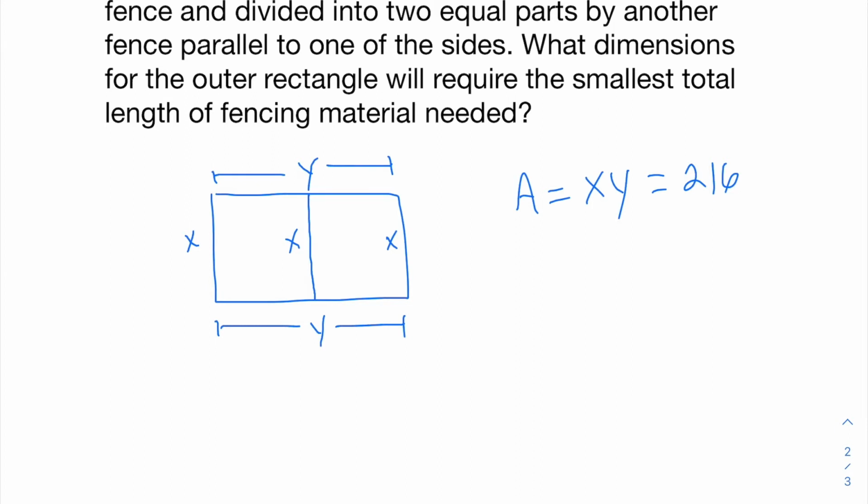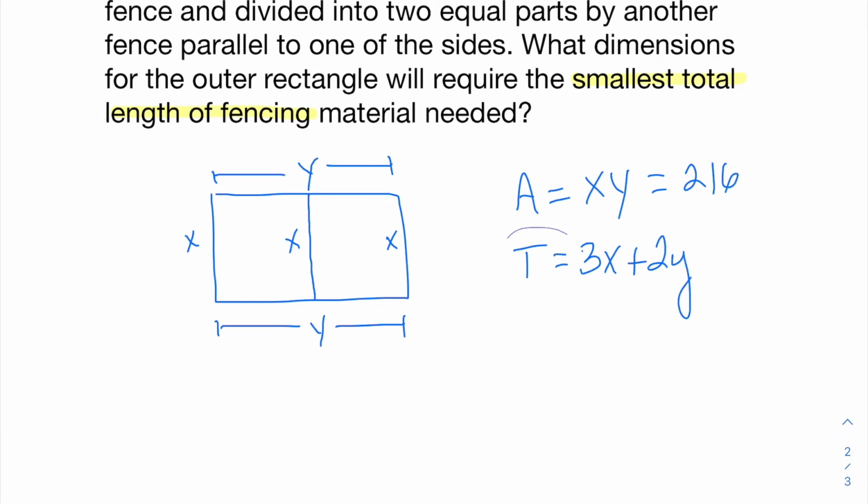And then for our total amount of fencing, in order to figure out the dimensions of everything, we need to try to minimize the total. So that's the next part. They want the smallest, that's our minimum value, the smallest total length of fencing. So let's come up with an equation for total length of fencing. And here, this would be 3x plus 2y.